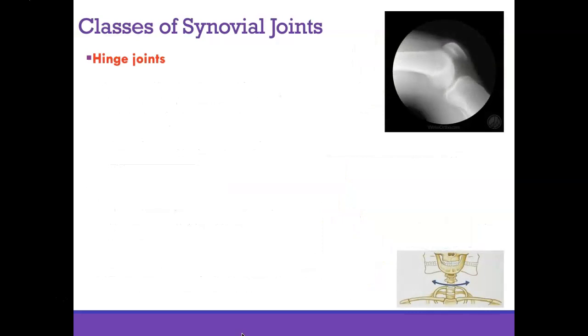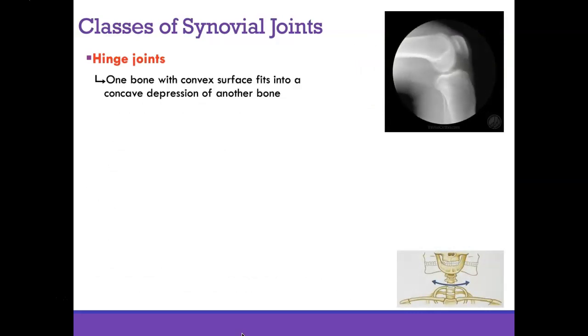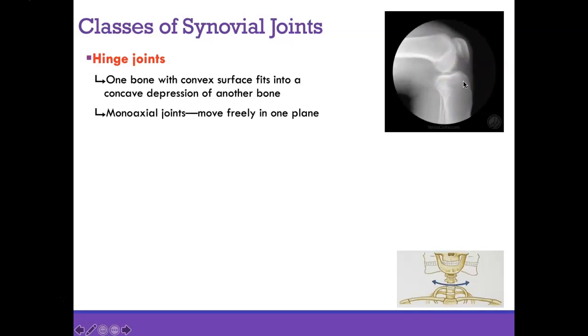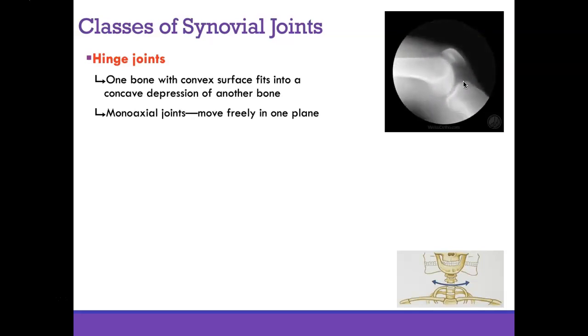Hinge joints, these are good examples of the elbow and the knee. It's where one bone fits into the other, where one has a convex surface and one has a concave depression. So that's shown over here at the knee. You can see the femur is articulating with the tibia here. And these are monoaxial. They only move freely in one plane.